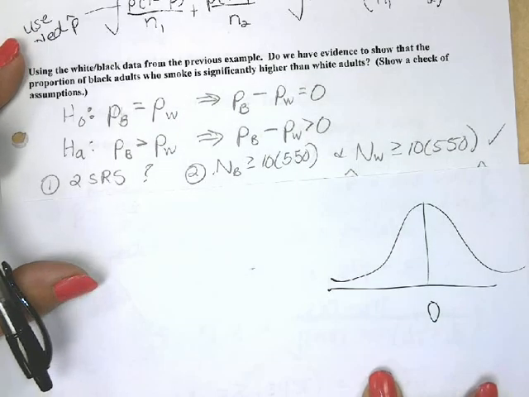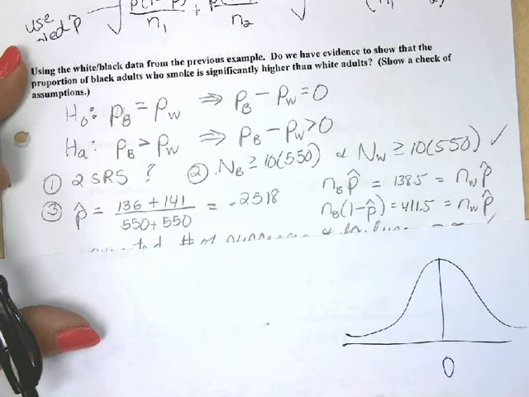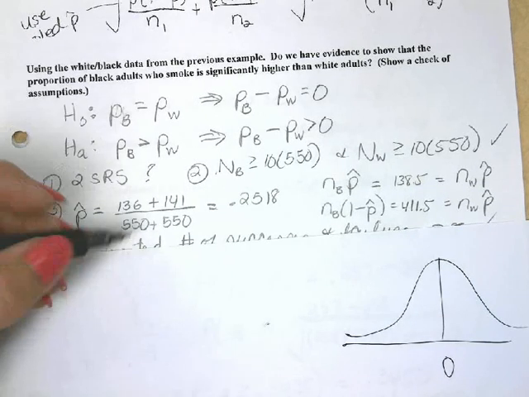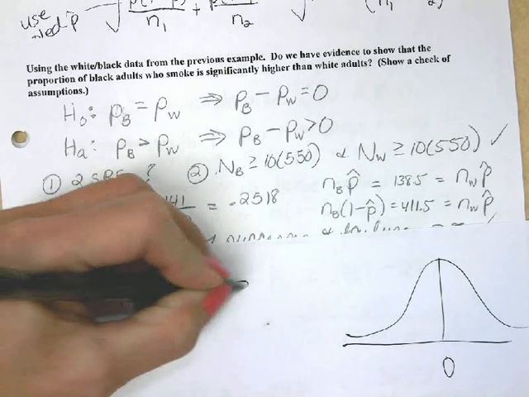Now, do we have a distribution that's approximately normal? Here's where we have to calculate the pooled p, and again, that's what we're going to assume that these values are equal to.